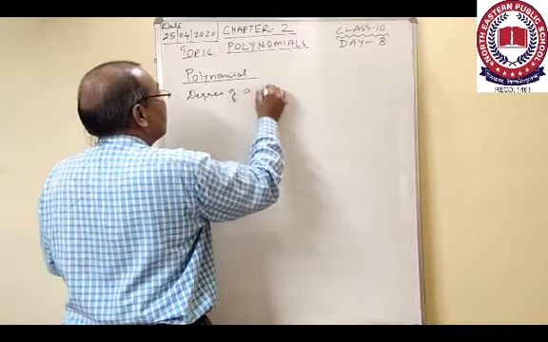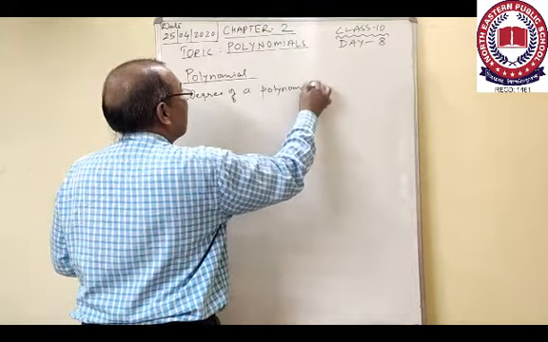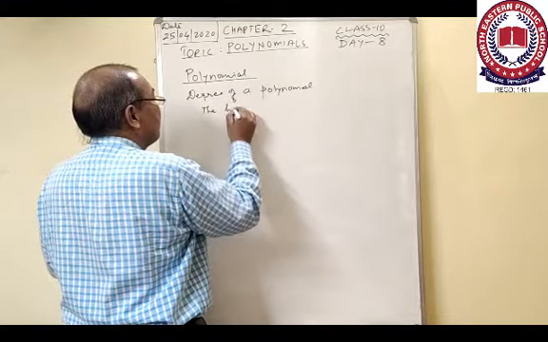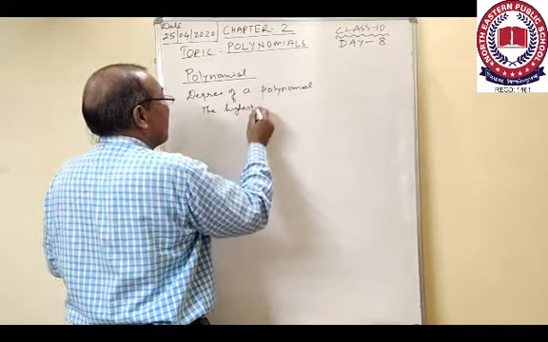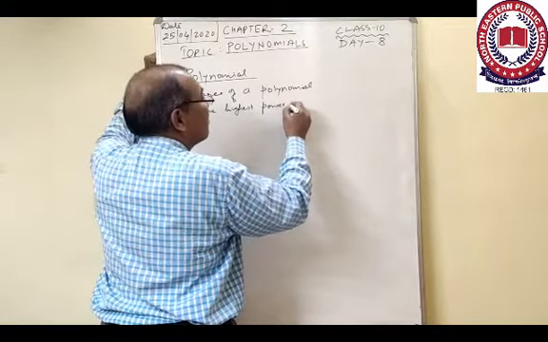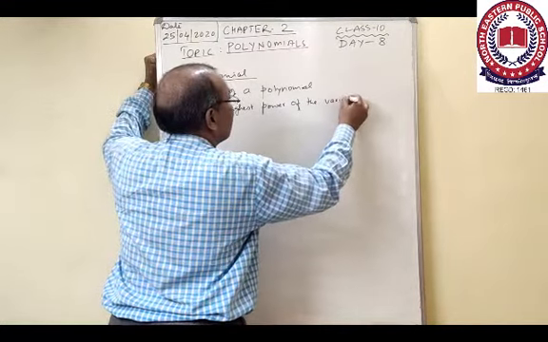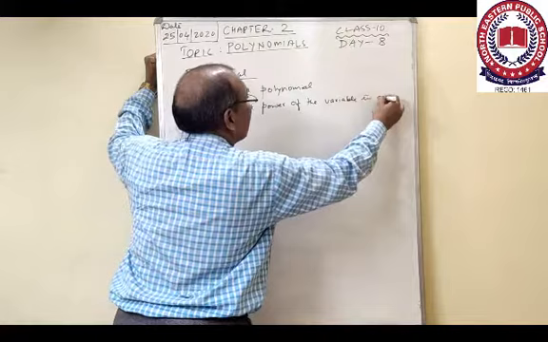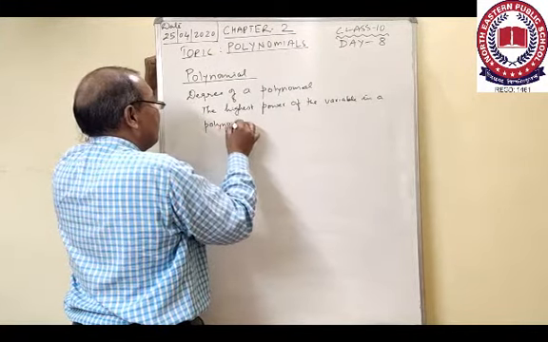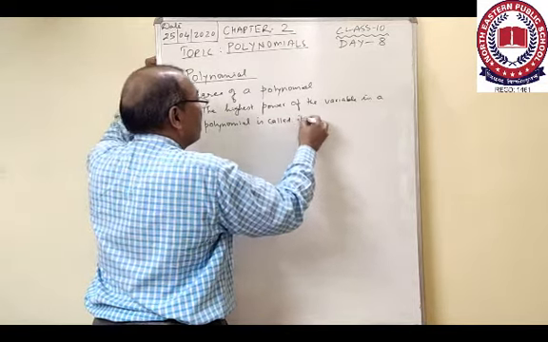Degree of a polynomial. The highest power of the variable in a polynomial is called its degree.